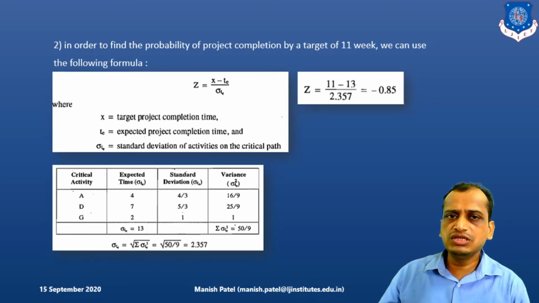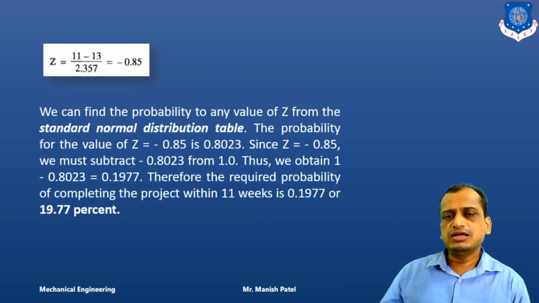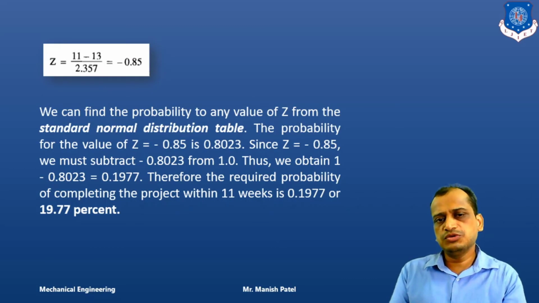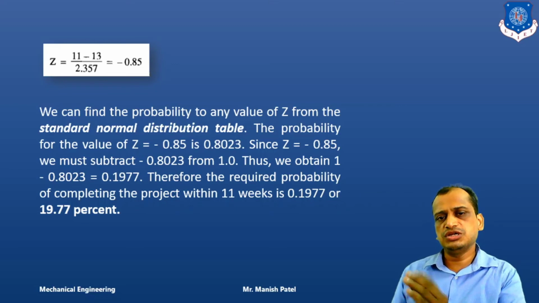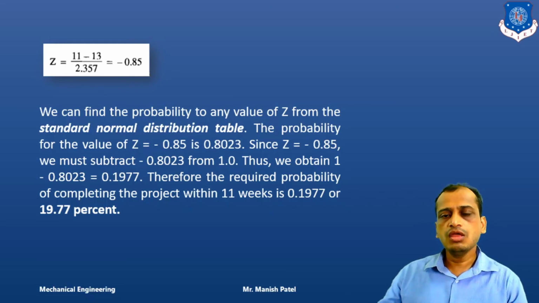So how do you look into the Z score table with the help of this? For minus 0.85, if you look into the standard normal distribution table, it is coming out to be 0.80, but you have to subtract it from 1 because it is a negative sign, right? So 1 minus 0.80 is coming out to be 0.1977.